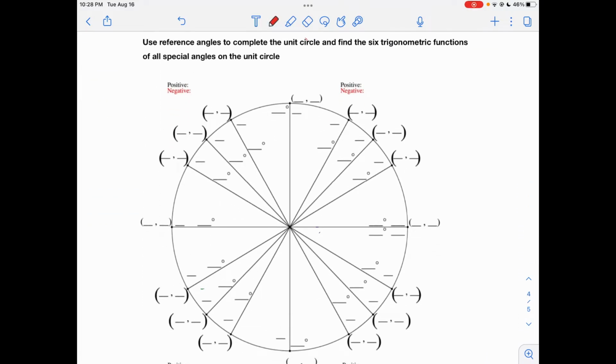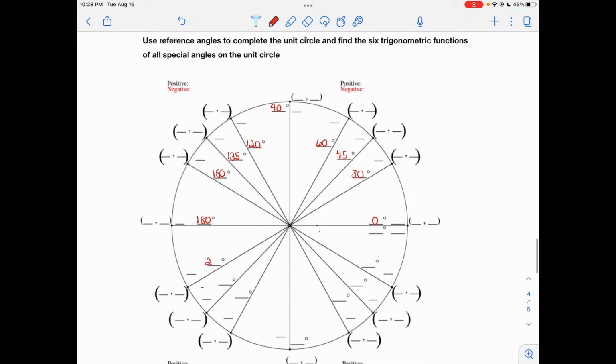All right, we are ready to complete our unit circle. So first thing I'm going to do is put in my degrees. So 0, then I have 30, 45, 60, 90, 120, 135, 150, 180, 210, 225, 240, 270, 300, 315, 330, 360, all the way around the unit circle.